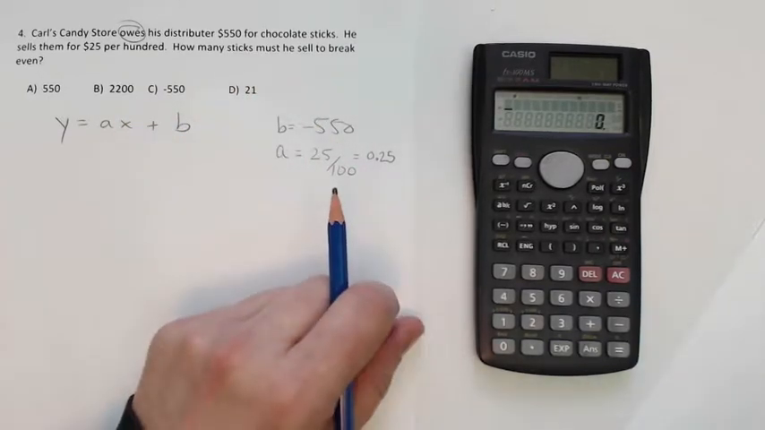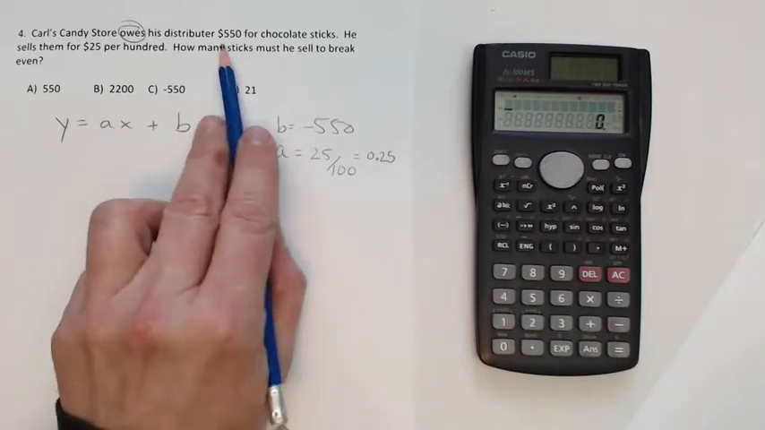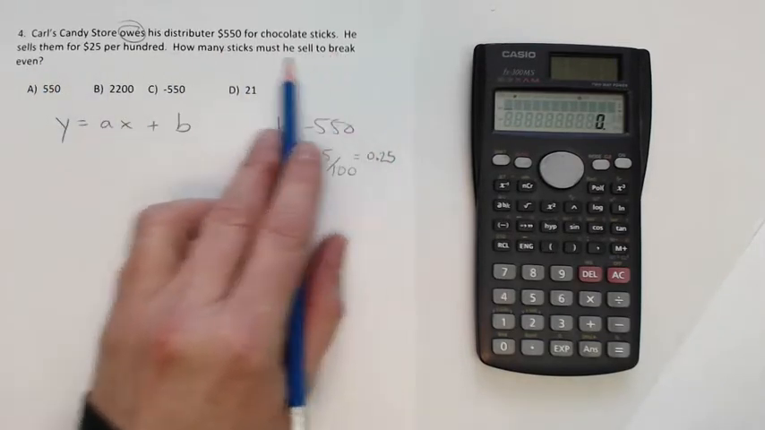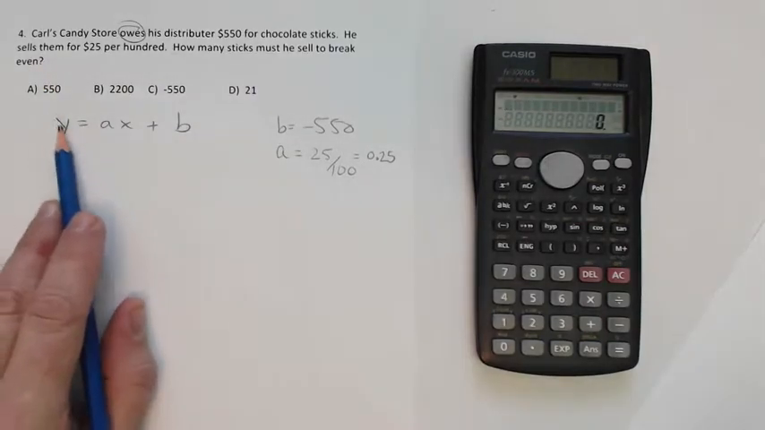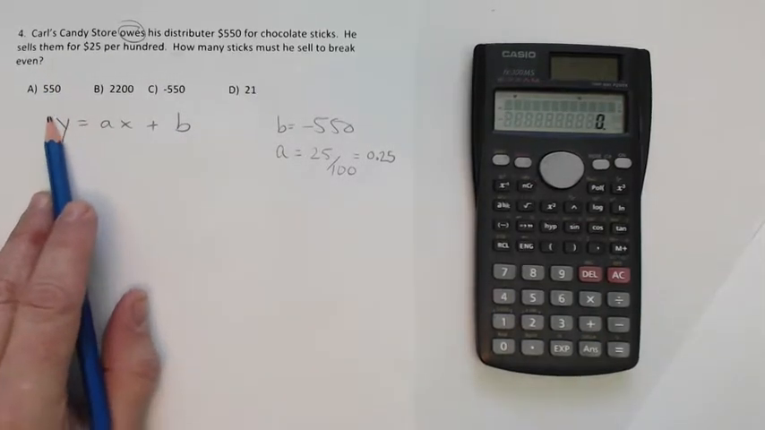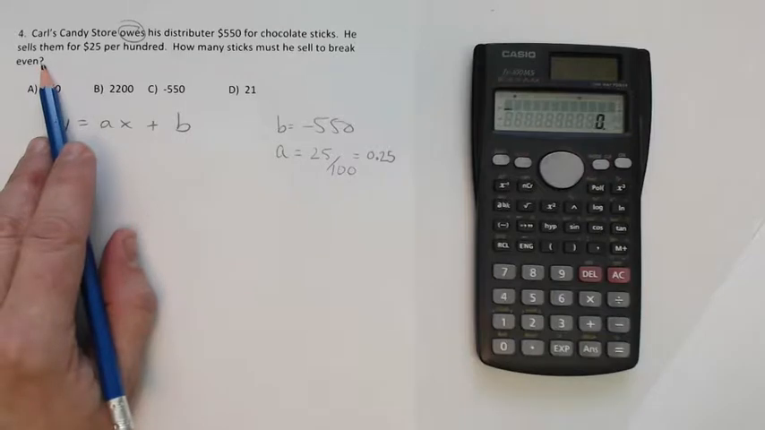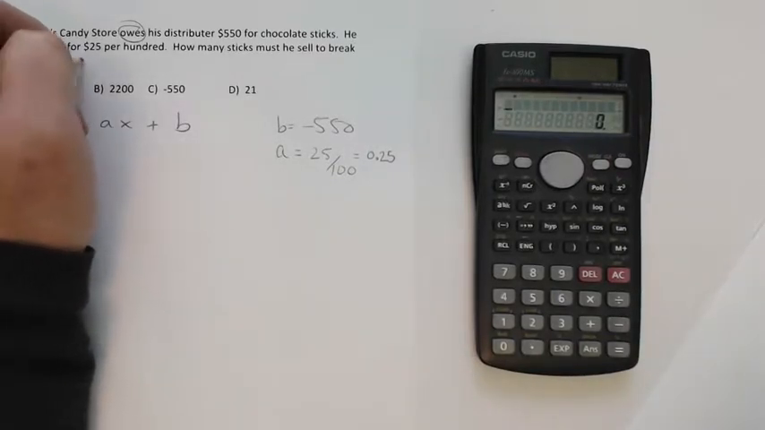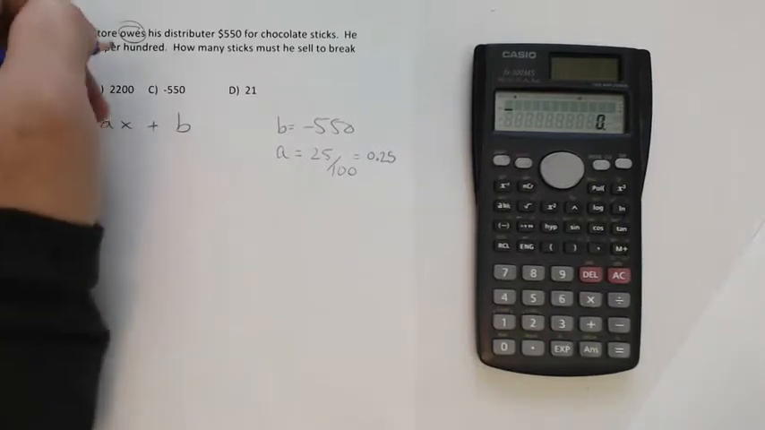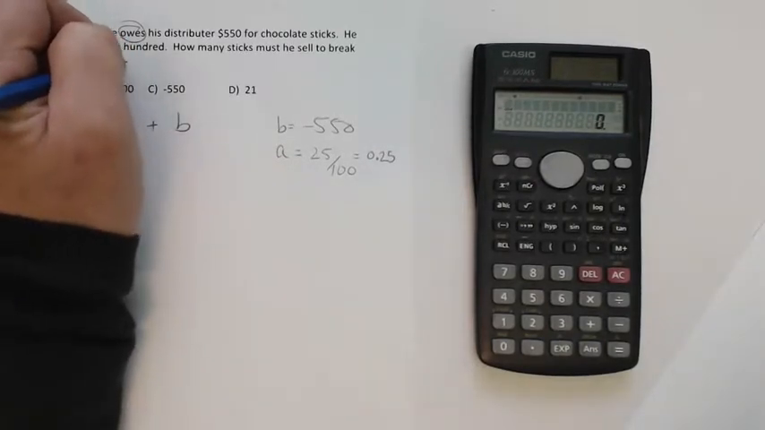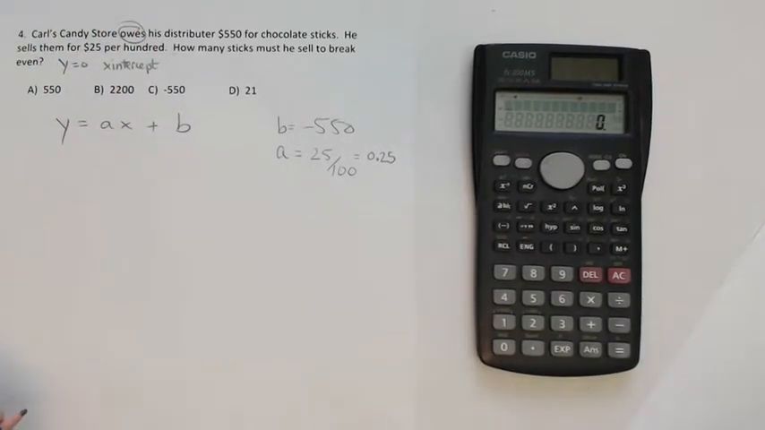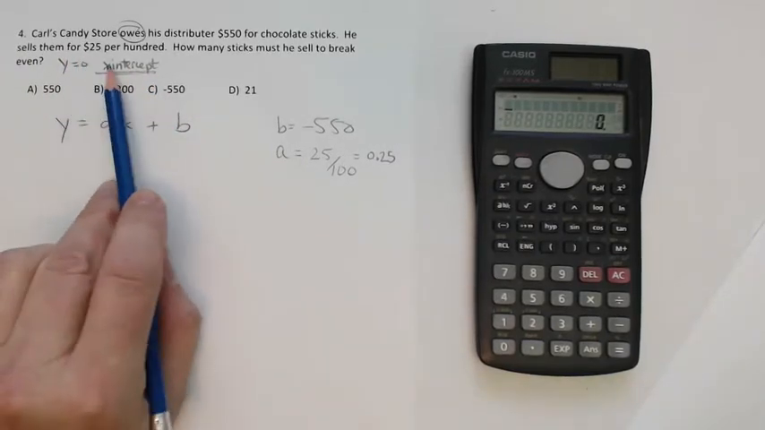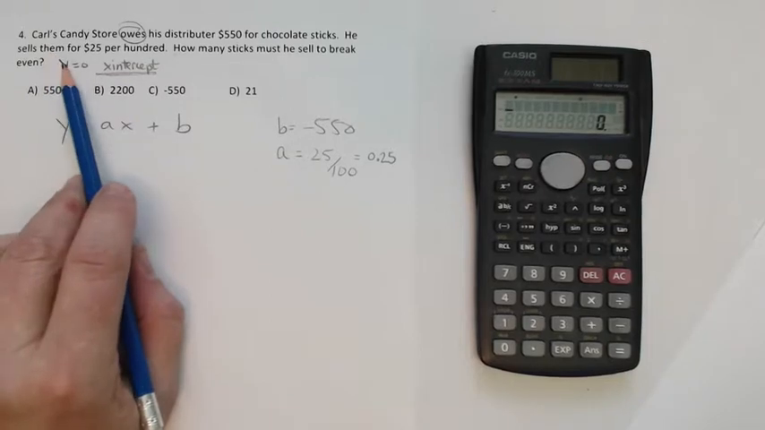And we have to find out how many. So here's the big thing, and this is why it's an intercept problem. How many sticks must he sell to break even? Him breaking even means that his y, his amount of money, has gotten back to zero. We know that the y is 0 at the x-intercept. So that's what we're really being asked for here, an x-intercept. How many sticks does he need to sell for that y to hit 0?